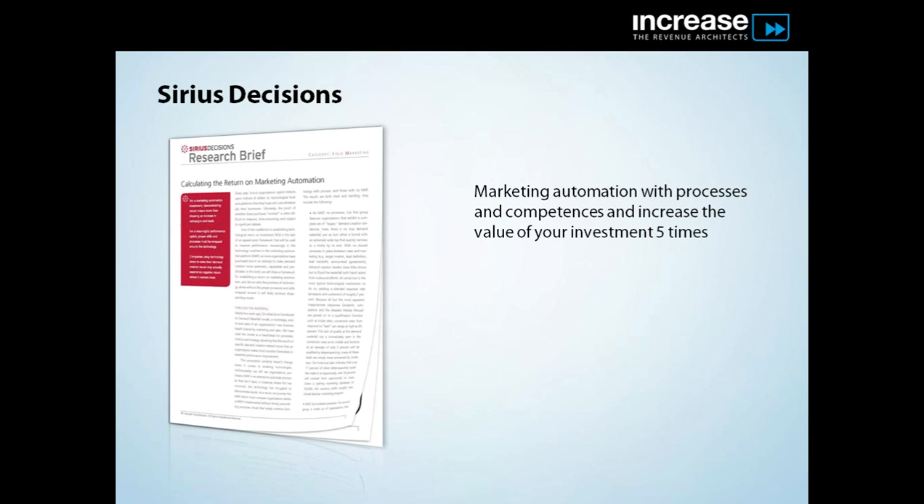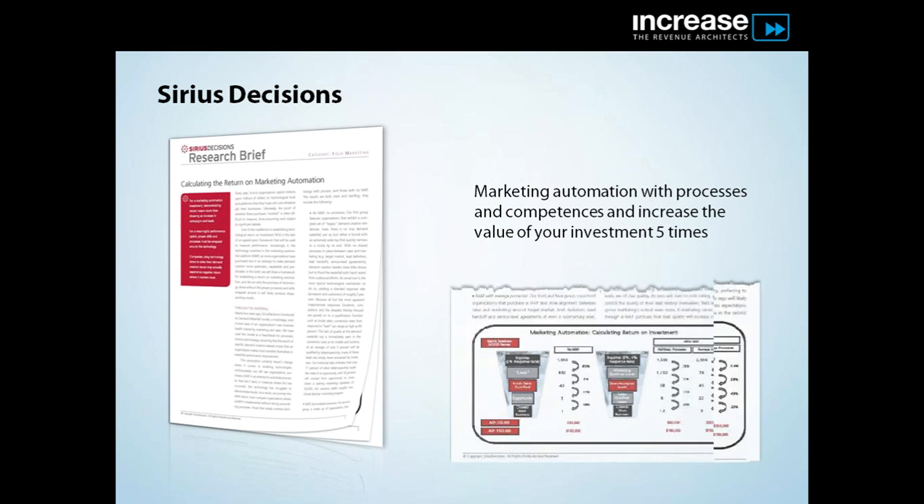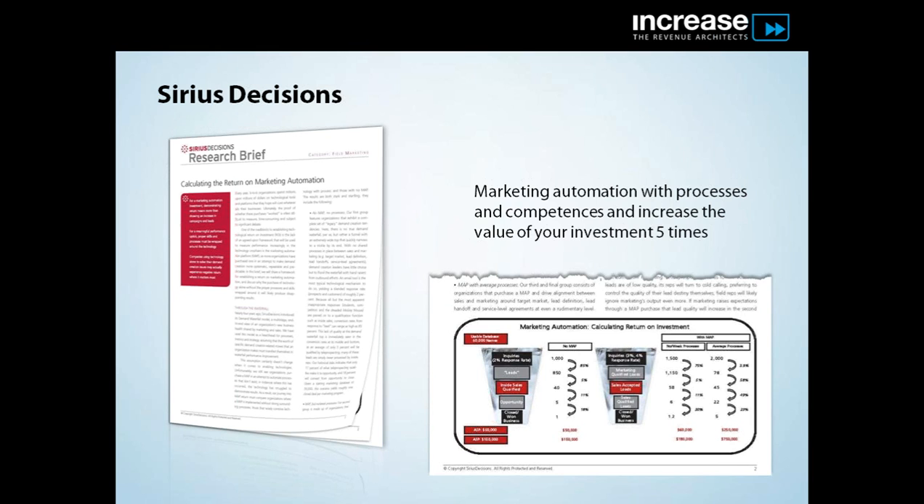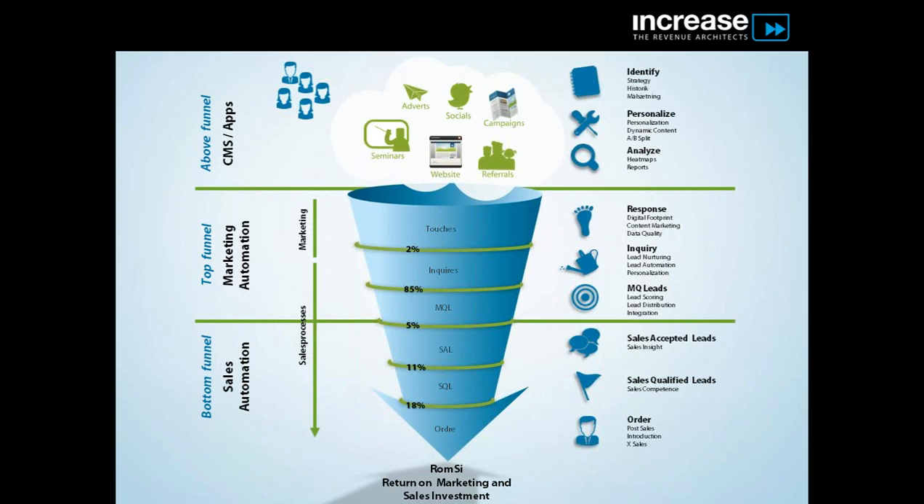And they did one research brief that looked at automated lead nurturing. And they concluded that if you do automated lead nurture, then you will increase the effectiveness of your marketing efforts 5 times. Your marketing efforts will turn into 5 times more orders at the end of the funnel. And they did a lot of numbers documenting this, and let's try to put their numbers into context.